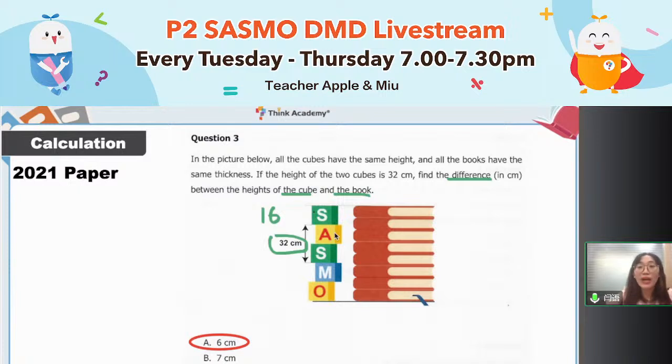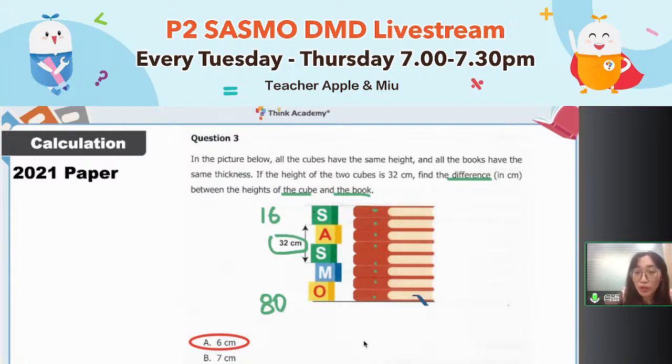Okay, and then let's have a look. How many cubes are there? We have 1, 2, 3, 4, 5 because in SASMO, you can just count, okay? 5 cubes, that is 5 times 16. So in total, it should be 80 centimeters. This is for the total, okay? And after that, 80 centimeters. How many books are there? 1, 2, 3, 4, 5, 6, 7, 8. 8 books equals 80 centimeters.